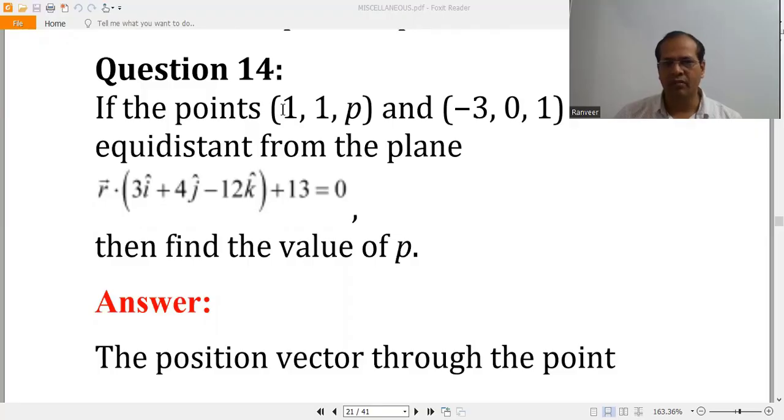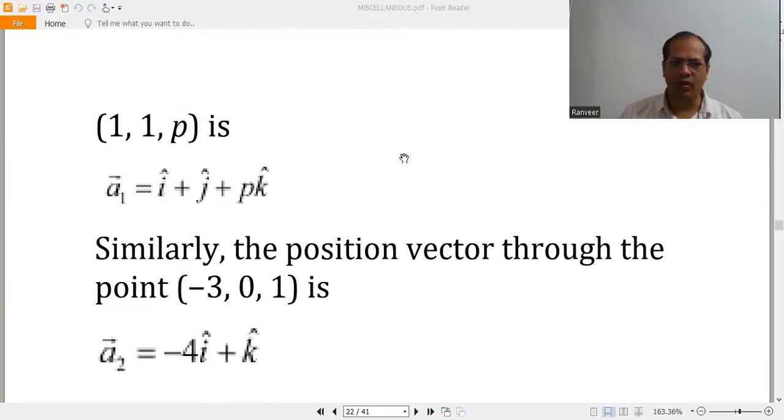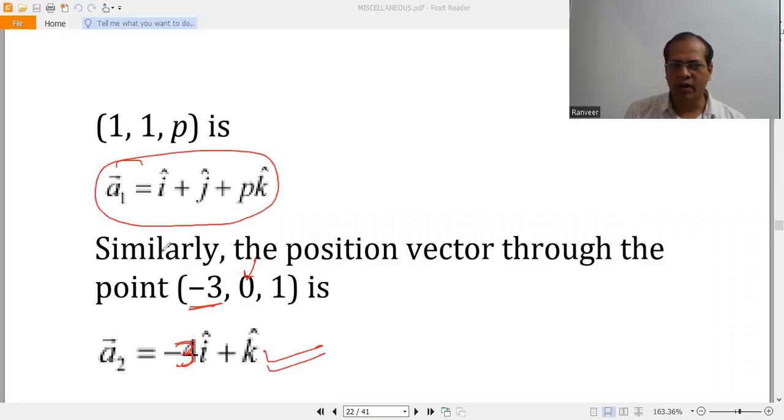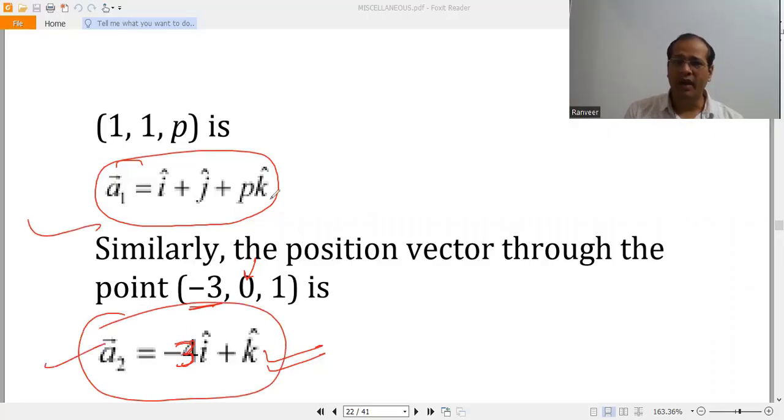For (1, 1, p), we can write the position vector, suppose a1, i + j + pk. Similarly, for the position vector of (-3, 0, 1), this is minus 3, not minus 4: -3i, plus k because the y value is 0. This is a2. So according to the given points, we created the position vectors of both points. Why is it required? Because later we will see the formula where the position vector is required for both points.